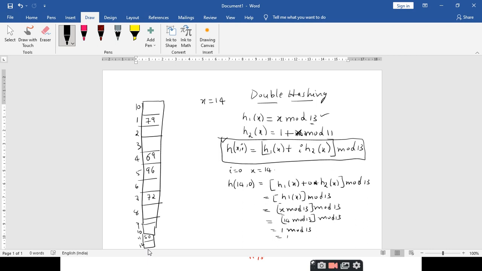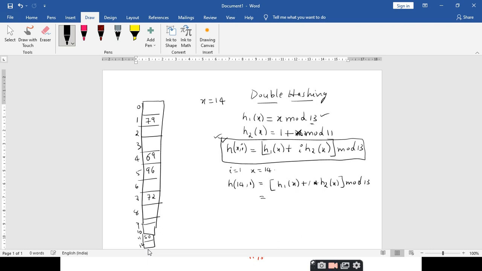I have to use this formula. Initially i is taken as 0, but now I have a first collision. So for the first collision the i value becomes 1, and I have to apply the formula as h of x comma 1. Now tell me what happens here. The formula becomes h1 of x plus 1 into h2 of x mod 13.